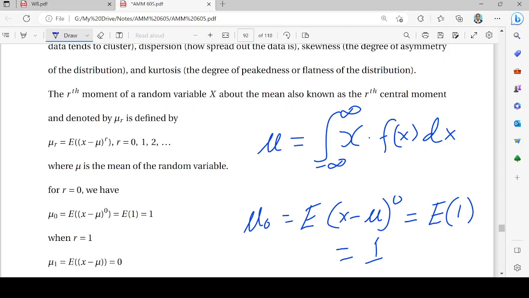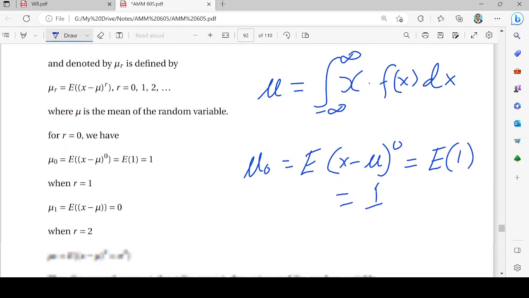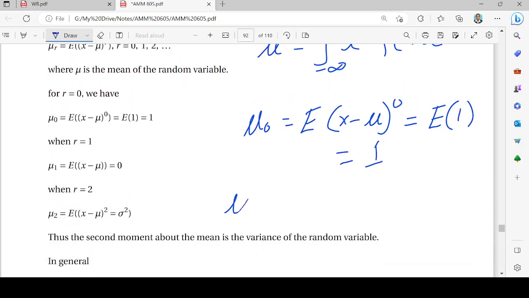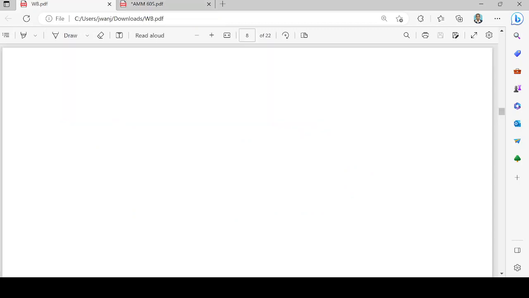If we put r equals 1, then we get the first moment, mu1, which is equal to the expected value of x minus the mean raised to power 1. Now, when we work out the mean of x minus the mean, we are going to get 0.